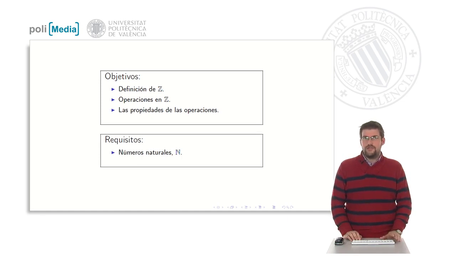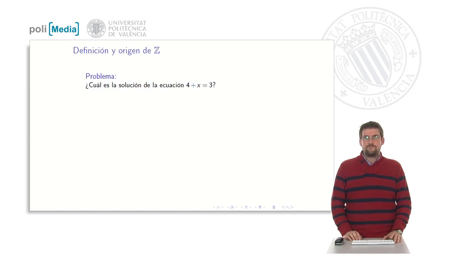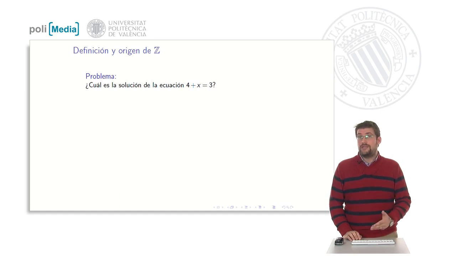The requirements for this unit include a basic understanding of natural numbers, how they are operated upon, and their properties. What is the origin of the integers? Like many new numbers, the origin comes from attempts to solve practical natural problems, which we present here in the form of an equation. What is the solution to the equation 4 plus x equals 3? In other words, how much must we add to 4 to reach 3?